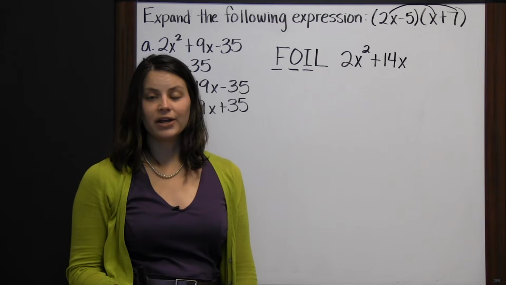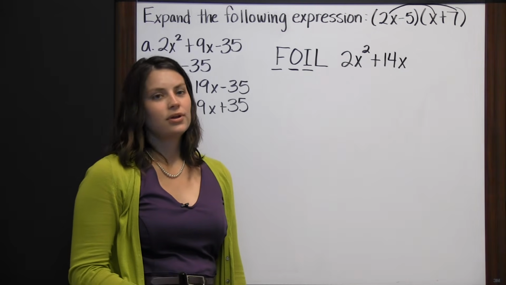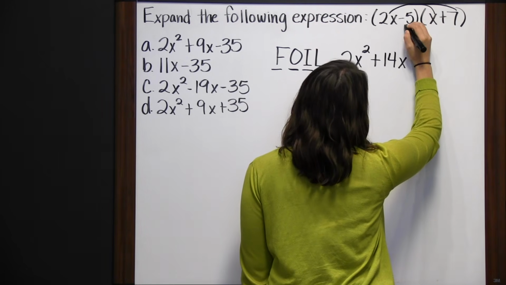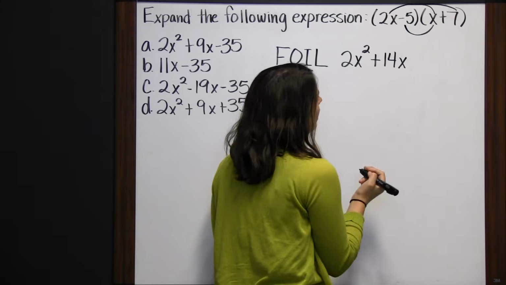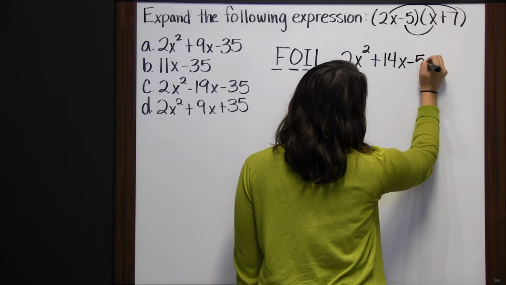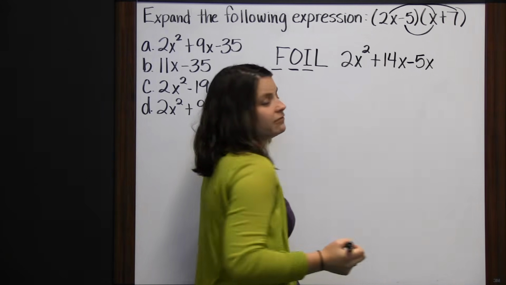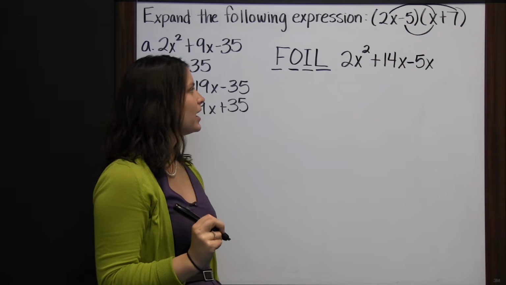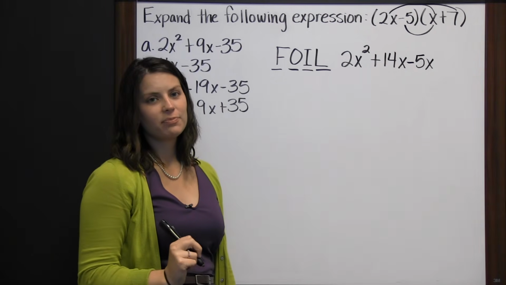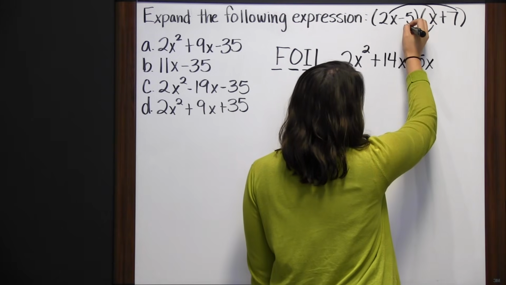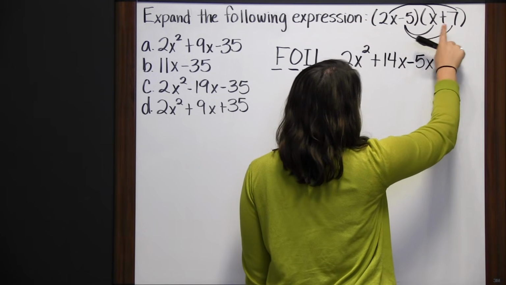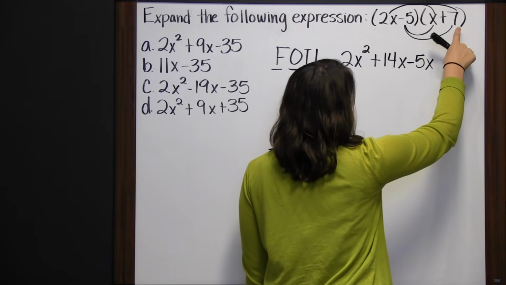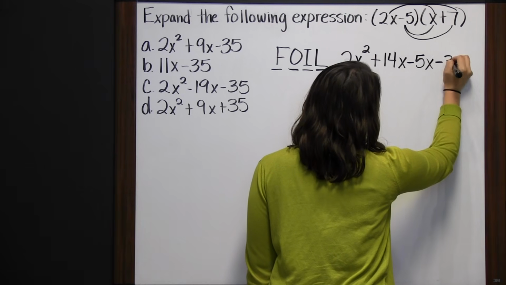I stands for inner or inside. Negative 5 and x are the two inside terms. Negative 5 times x is negative 5x. Finally, L, last. We now multiply the last terms in each set of parentheses together. Negative 5 and 7 are the last terms in each set of parentheses. A negative 5 times a positive 7 is a negative 35.